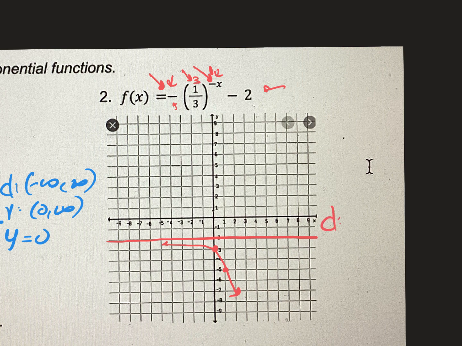So my domain, as always, is all reals. My range is from negative infinity up to negative 2, and my asymptote is at negative 2.